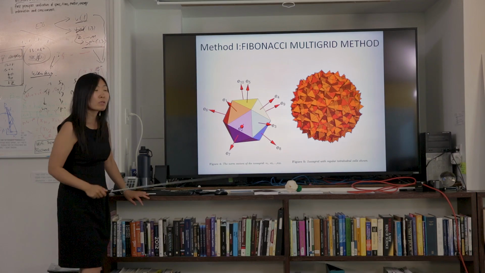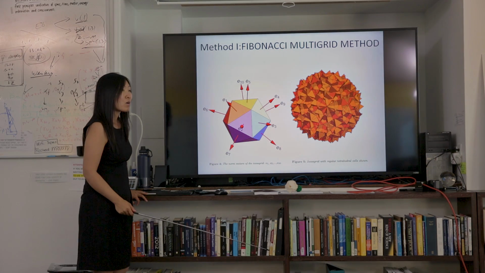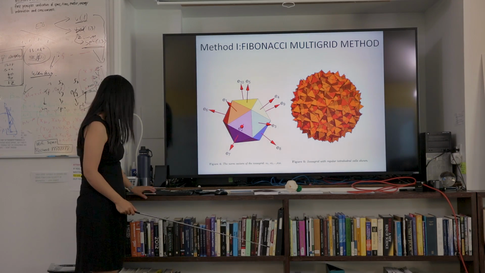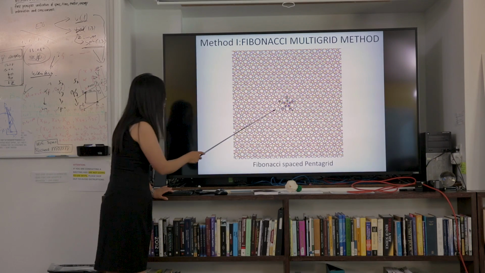Do we need to have 5 lines intersecting in the middle for this to work or not? 5 lines intersect at the middle. Yes.